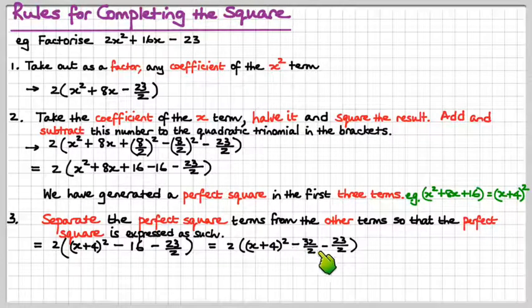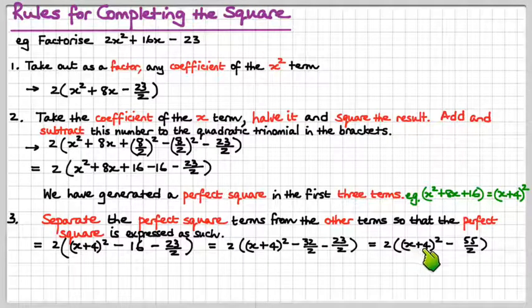Now, I want to get them both over 2 because I've got to combine these terms. So 16 is 32 over 2 because I already had 23 over 2. That'll combine to make, what will it make? 55 over 2. Excellent. Now, guys, you're looking at this and you're thinking, so what? Well, the what is that that's a perfect square and I can force that to be a perfect square.